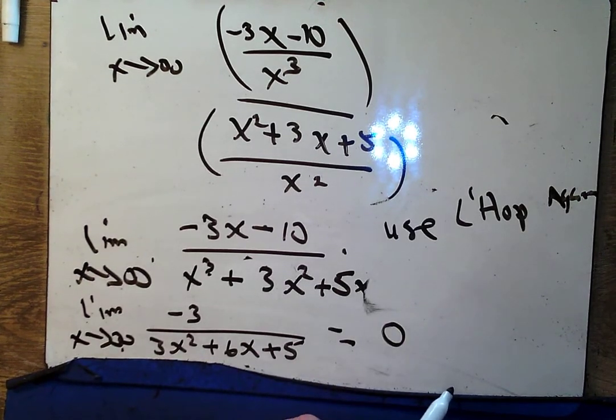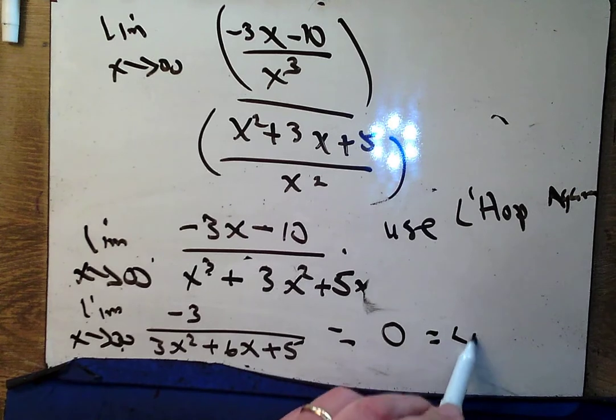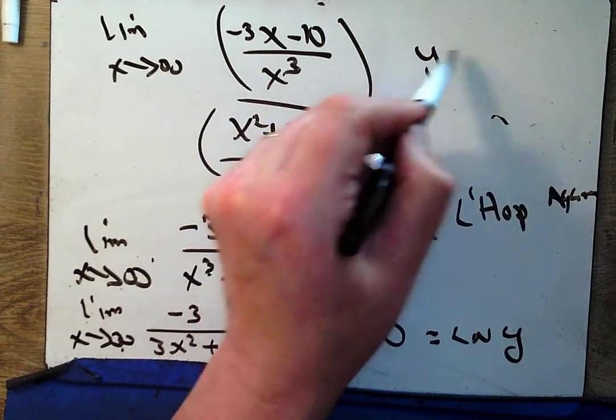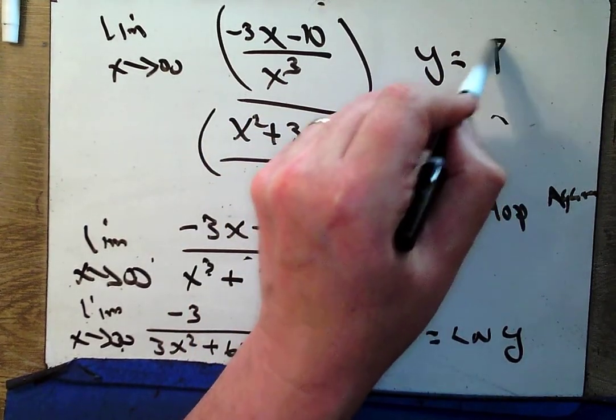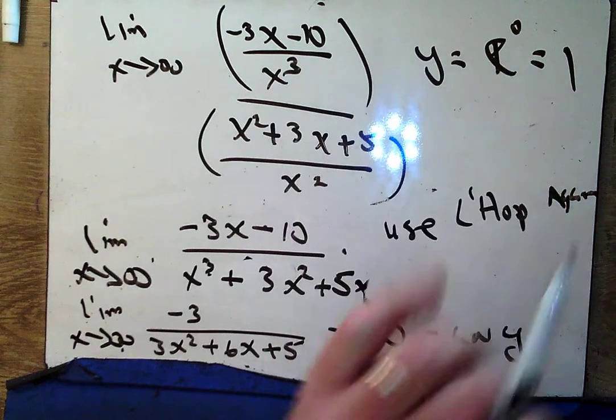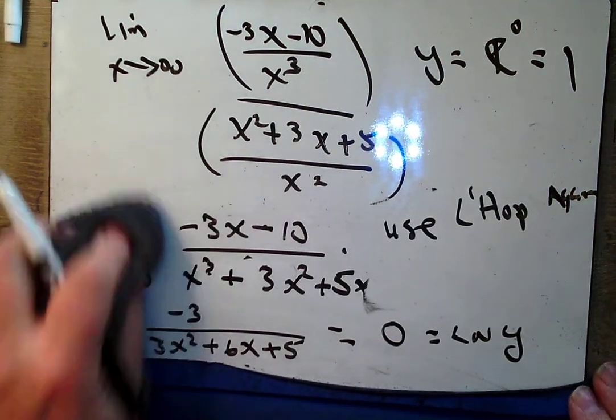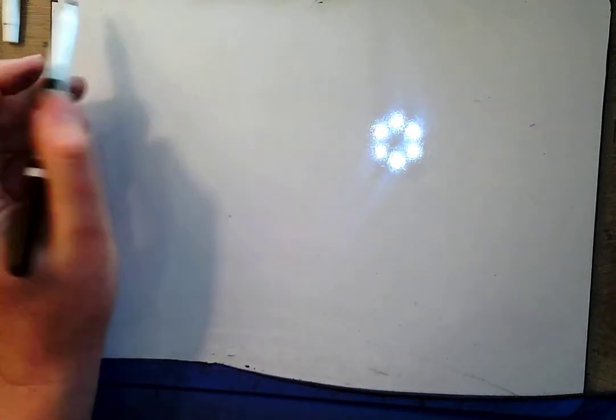I've got 3 over there, and 3 divided by infinity is 0. No pizza for you. But remember, this is ln of y. At the beginning of this problem, I took the ln of both sides. So y equals e to the 0 or 1. That's the value of this limit. Oh my goodness, that was a lot of work. Yeah, well, that's why we saved it for last.